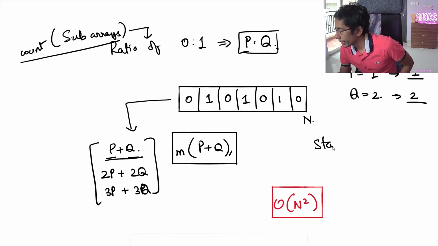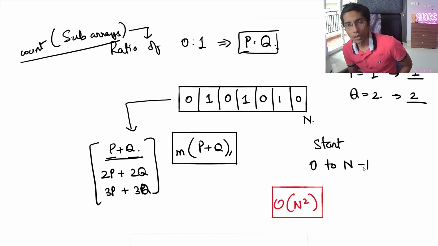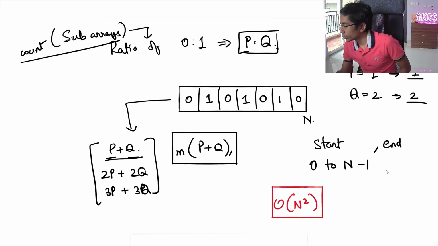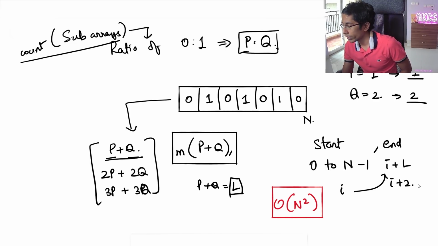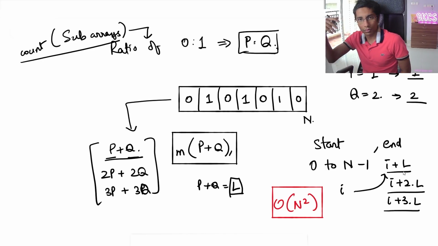Initially, you have a start index which goes from 0 to n minus 1. The end index can only hit positions, I mean, if this is I, then it can hit positions I plus, let us say this P plus Q is equal to L, the length of interest for us. So it can be I plus L, or I plus 2 into L, or I plus 3 into L, and so on. So these will give you subarrays of length which is a multiple of L.